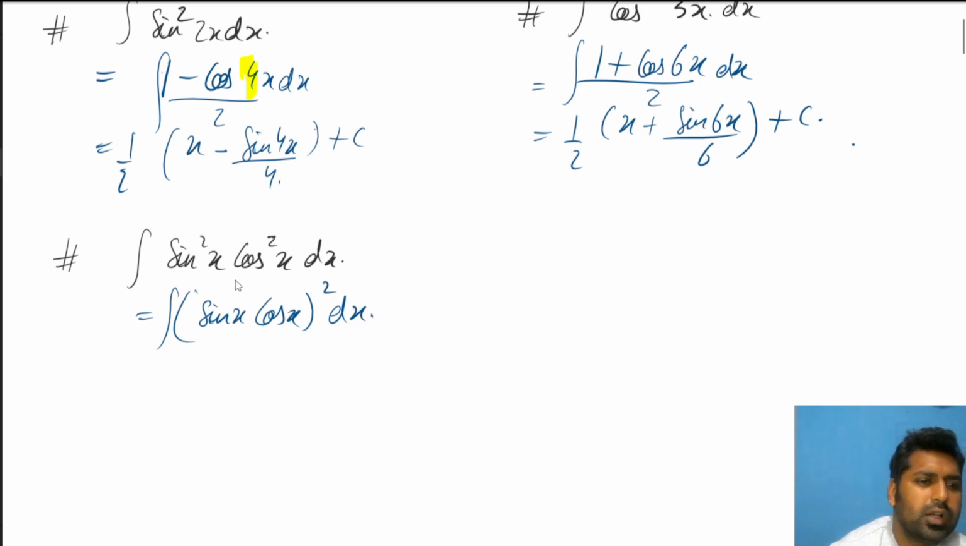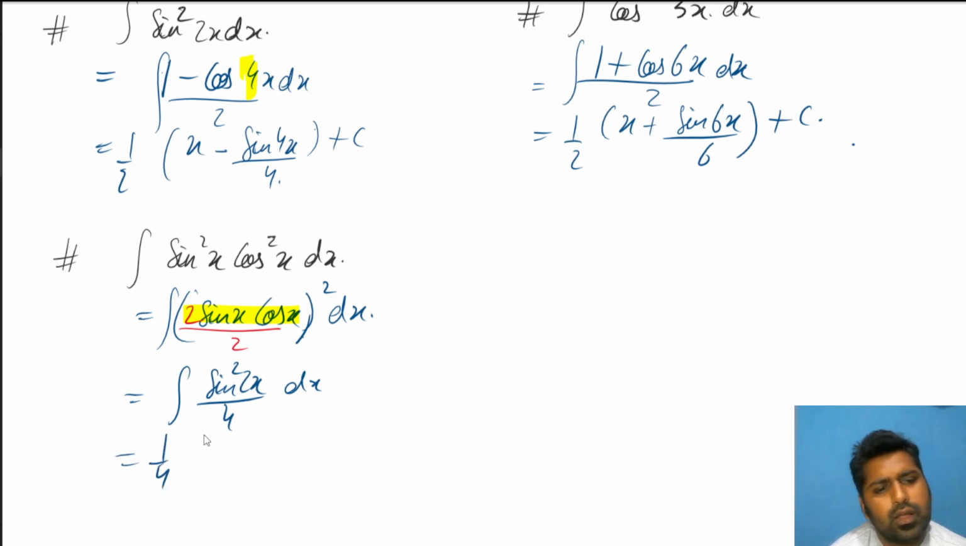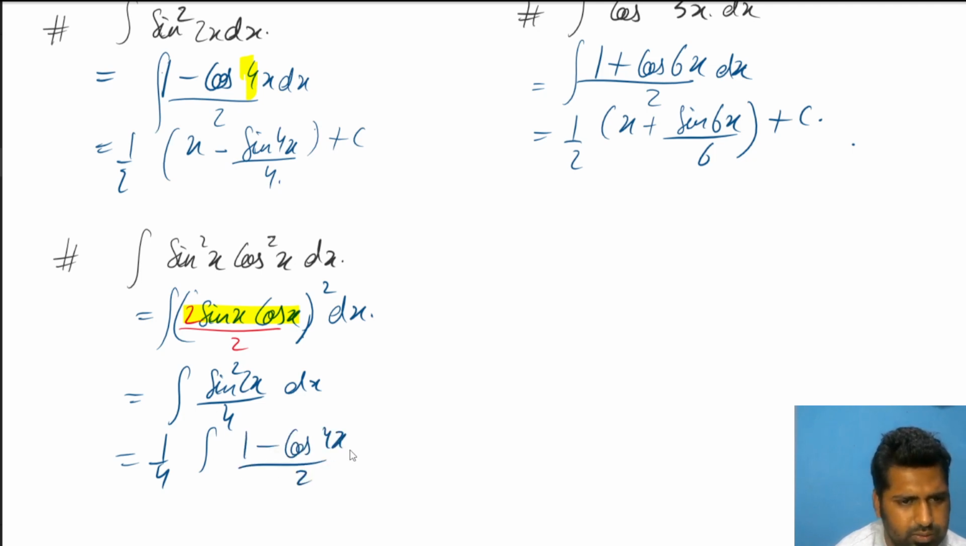Now what I'll do, I'll multiply by 2 and divide by 2. Why? Because 2 sine x cos x is sine 2x, and there is a square present on it, completely inside the bracket. So basically it becomes sine 2x whole square, and the denominator is 4, dx. So take 1 by 4 outside. What is the integration of sine square 2x? You have to repeat the same steps as question number 1. So integrate it, 1 minus cos of double angle by 2, dx.